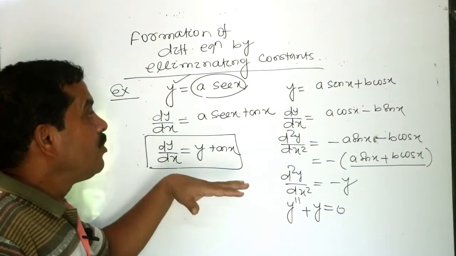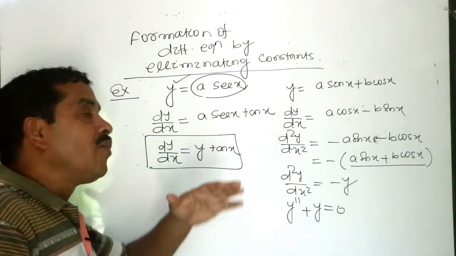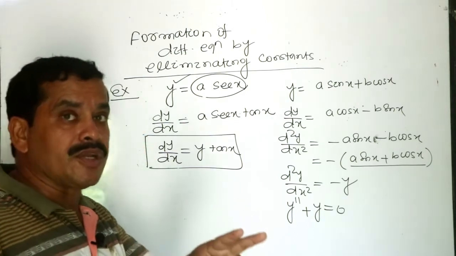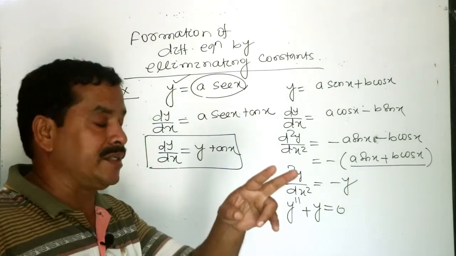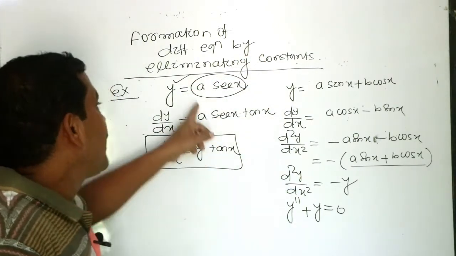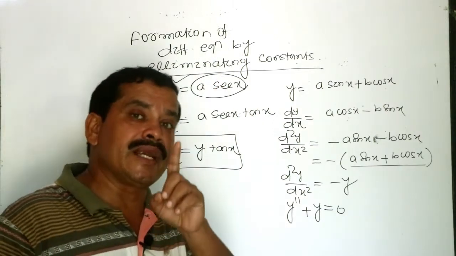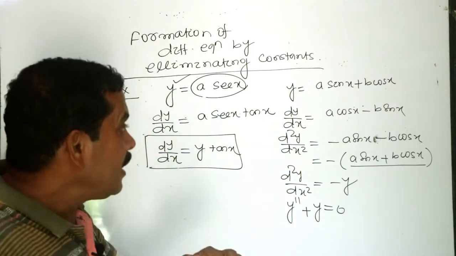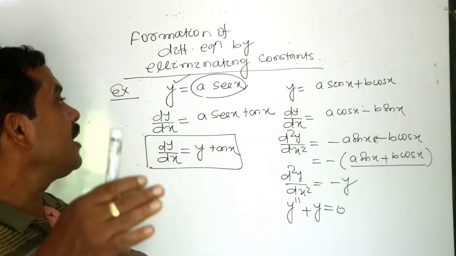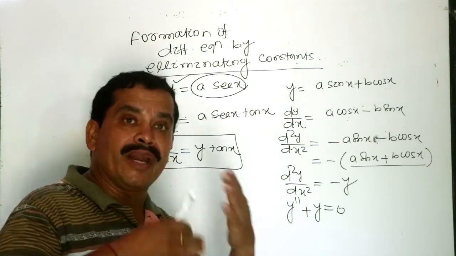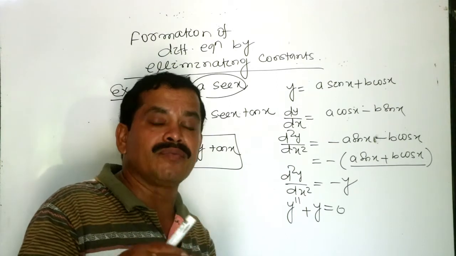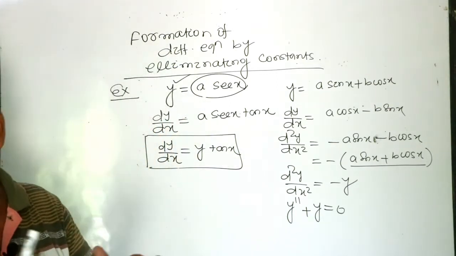Very important. You have to use your idea to eliminate the constants. If the solution contains two constants, you have to differentiate twice. You cannot differentiate 3 times, only twice. If there is only one constant, you have to differentiate only once. Then by your idea, you have to eliminate the constant to form the differential equation. If you discuss more examples, then you will clarify your idea of how to form the differential equation by eliminating constants.